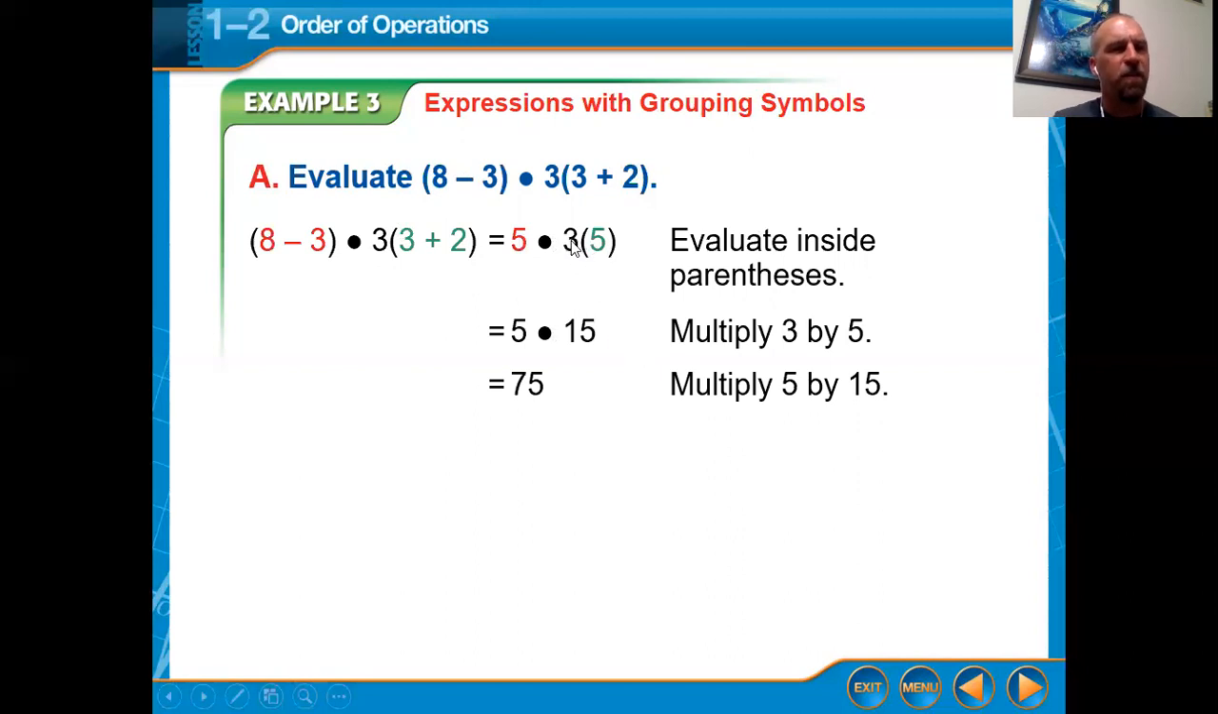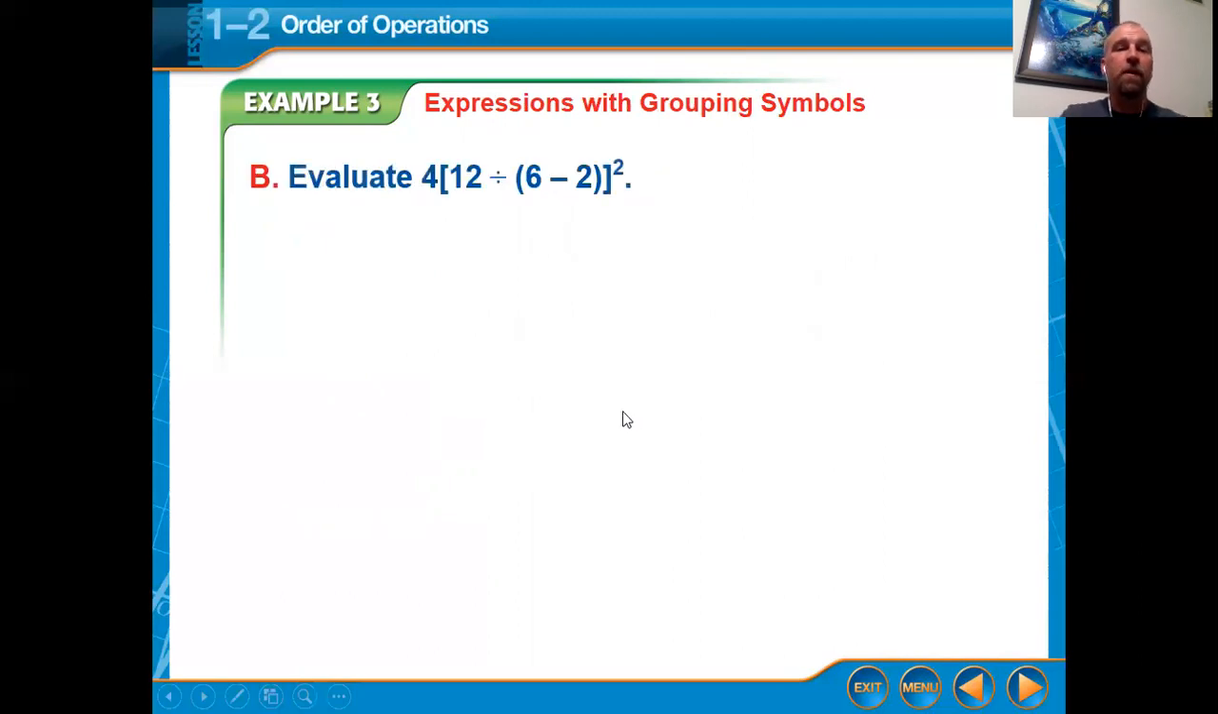Notice that this 3 parentheses 5 is not a grouping symbol, quote unquote, parentheses operation. It's just a multiplication. So you could have rewritten this in this middle step as 5 times 3, another multiplication dot times 5. You could have lost a parentheses and just made a dot there. Doing the parentheses step means you simplify something inside. It doesn't mean to multiply what's outside by what's inside that parentheses. Okay?